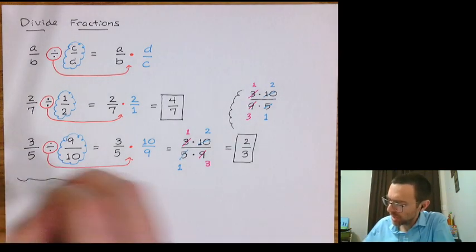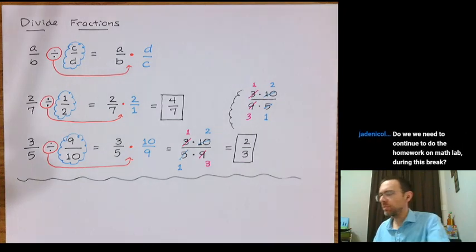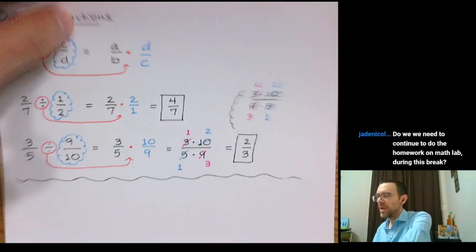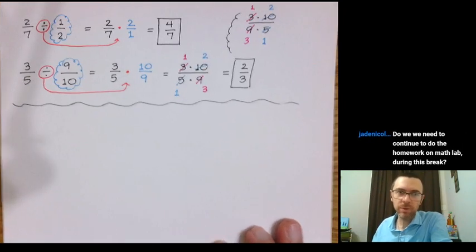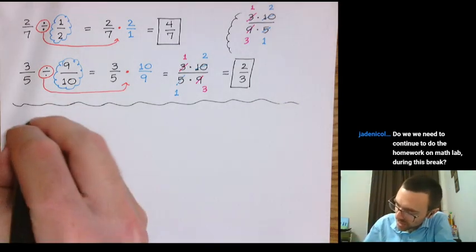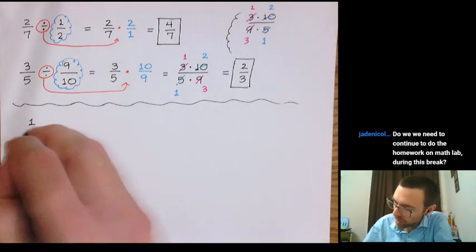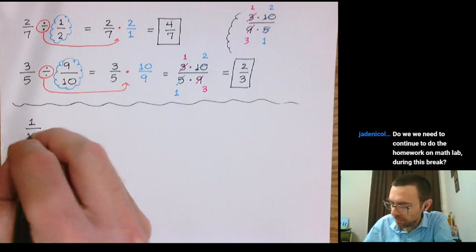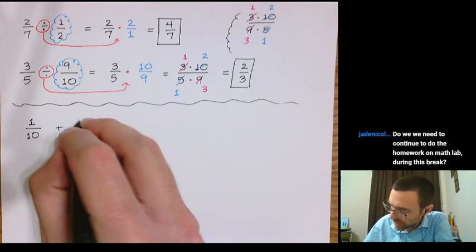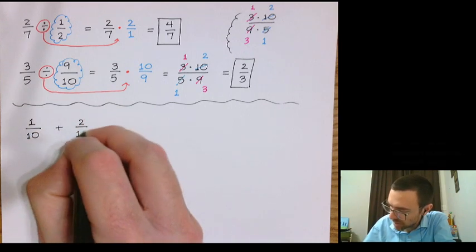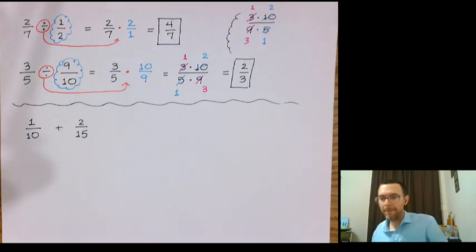Alright, so here's what you guys have all been waiting for. This is why you all showed up. You wanted to see, how do we deal with adding fractions when the denominators are not the same? Okay. So if I take 1/10 plus 2/15.